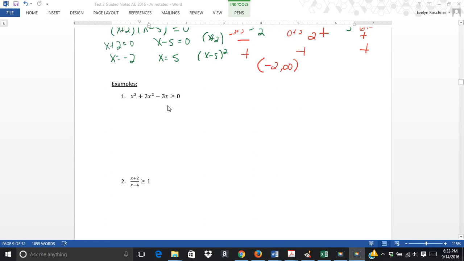So I want to know, when is this greater than 0? The first thing I have to do is factor it, so I can set it equal to 0 and factor. So I have x cubed plus 2x squared minus 3x equals 0. I'm going to do this algebraically.